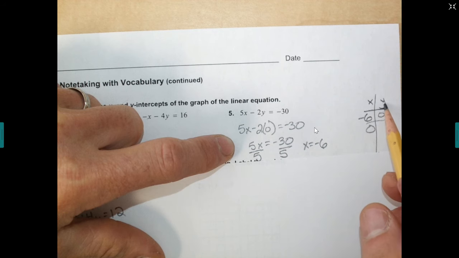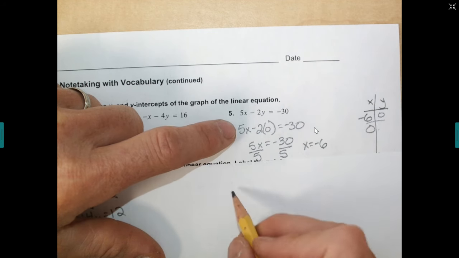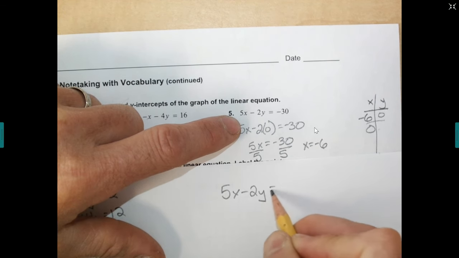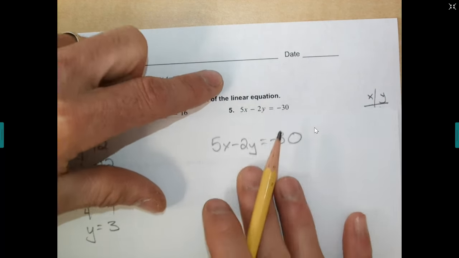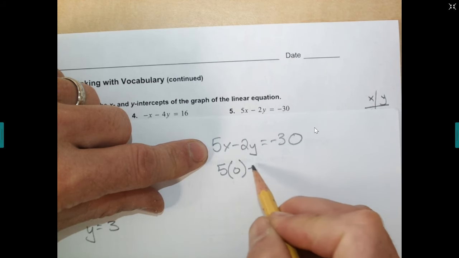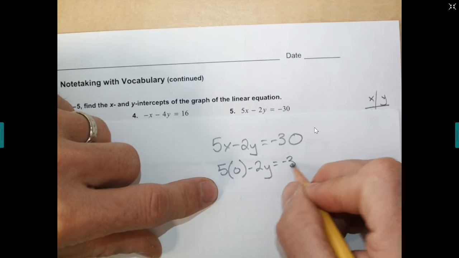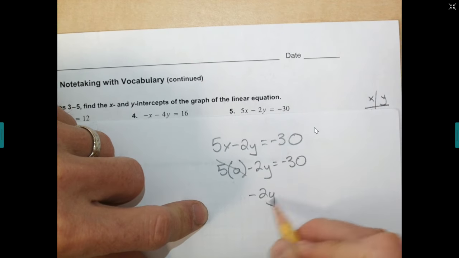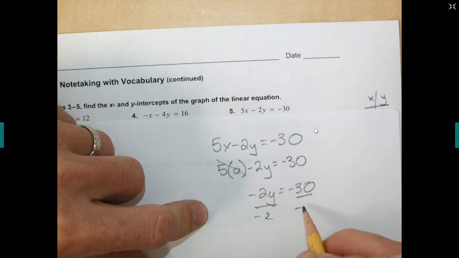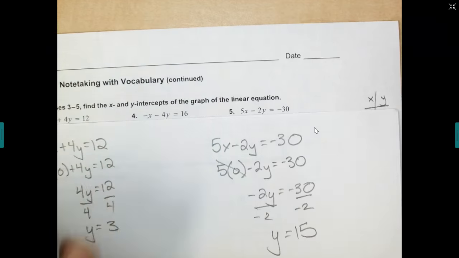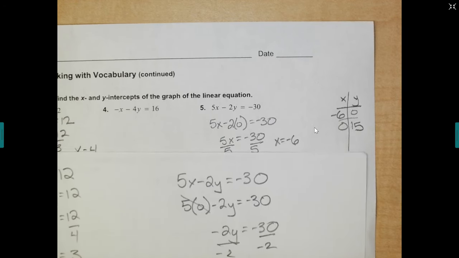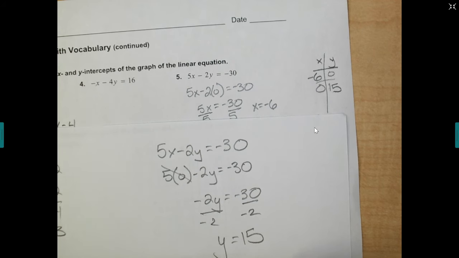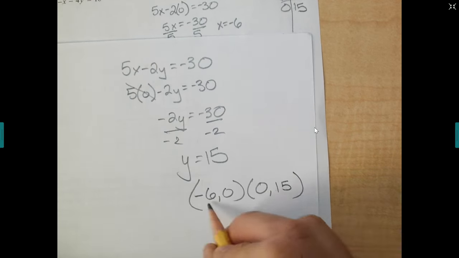Now we have to find our y-intercept, so we turn our x into 0. We have 5x minus 2y equals negative 30. That's our equation, right? Now I have to plug in 0 for x. 5 times 0 minus 2y equals negative 30. So I have negative 2y equals negative 30. Divide by negative 2, get y equals 15. So what I should have is an x-intercept of negative 6, 0, and a y-intercept of 0, 15. Those should be my intercepts right there.